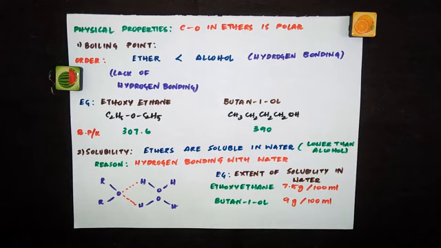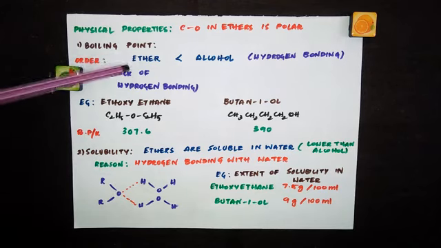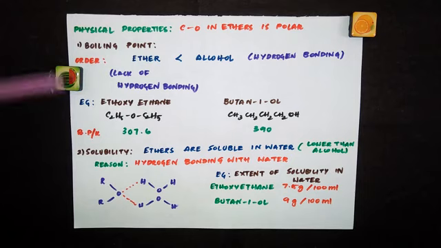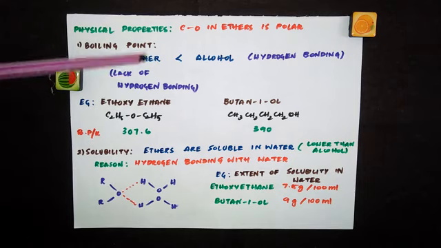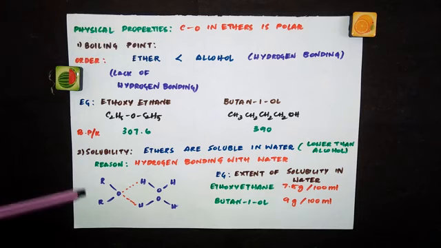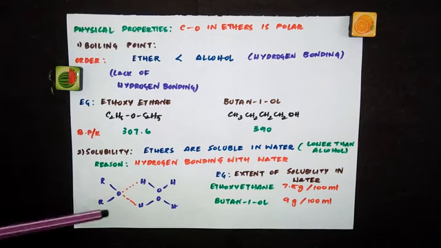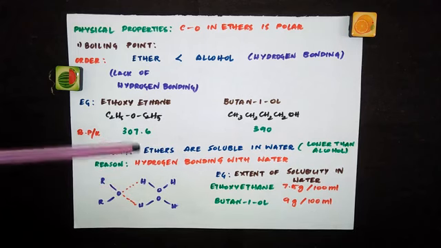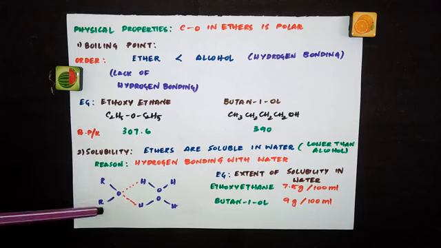Same way, ethers can form hydrogen bonding with water. Understand here I said lack of hydrogen bonding. This hydrogen bonding we are talking about is between ether and another molecule of ether. That is not happening. So that makes the boiling point of ether lesser than alcohol. Here we are talking about hydrogen bonding of ether with water. That is possible. So because of this hydrogen bonding of ether with water, it is soluble in water.